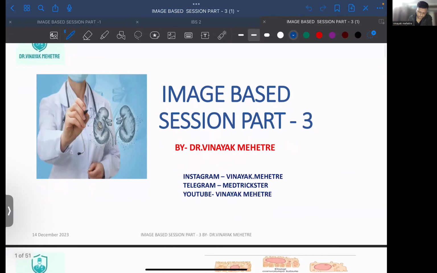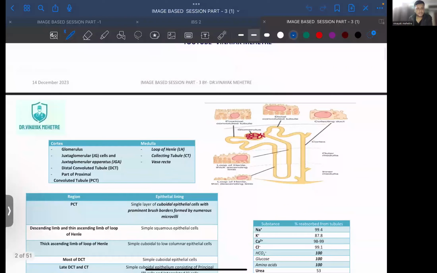First one is, which part of the kidney lies in the cortex and which part lies in the medulla? That is an anatomy and physiology question as well. In the cortex we have the glomerulus, JG cell, JG apparatus, distal convoluted tubule, and part of PCT. In the medulla we have loop of Henle, collecting duct, and vasa recta.